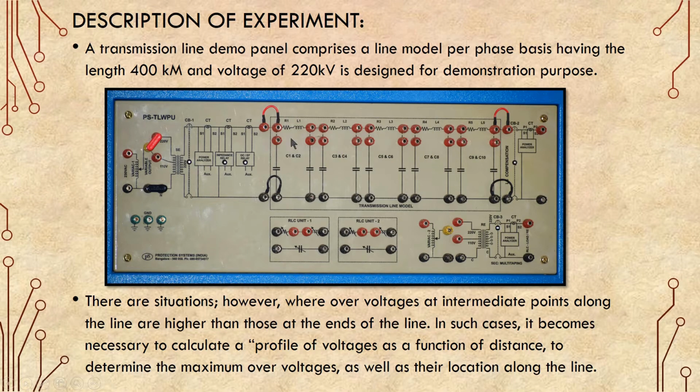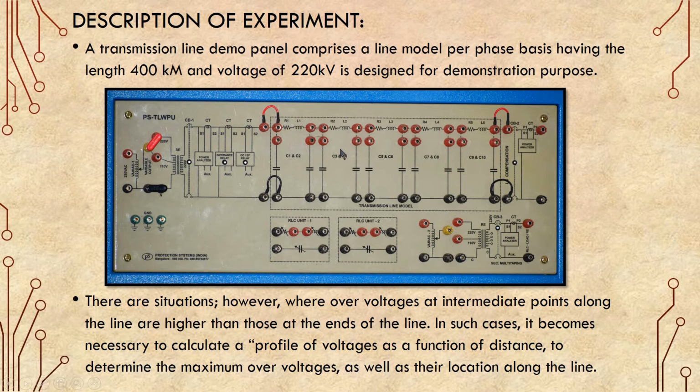Like this, the 80 km transmission line is modeled as a pi section. As you know, in a pi section, this is one limb of the pi, this is another limb of the pi, and this is the upper horizontal line of the pi. So R1, L1, C1 and C2 is one 80 km transmission line.